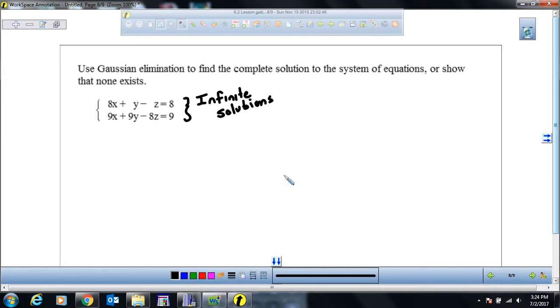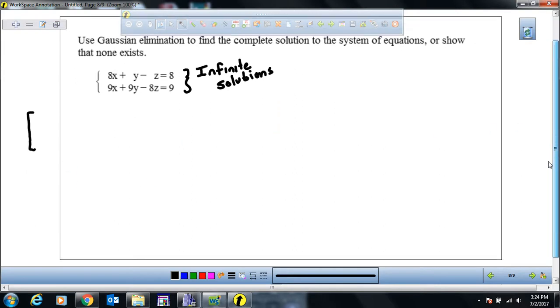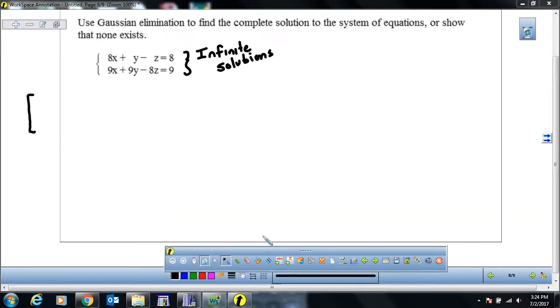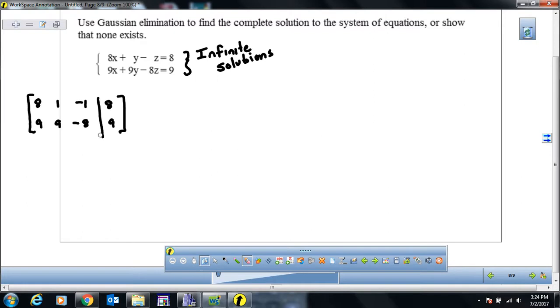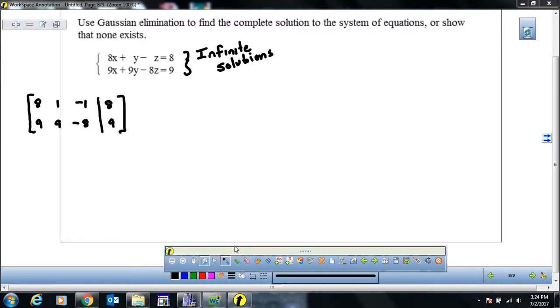So once again, we need to work out the system using Gauss Jordan elimination. But keep in mind that at the end, your solution is going to be written in terms of z, because it's going to be infinite. So we need to write equations that will generate every solution of the system. So we have 8, 1, -1, and 8 for the first row, and 9, 9, -8, and 9 for the second row.